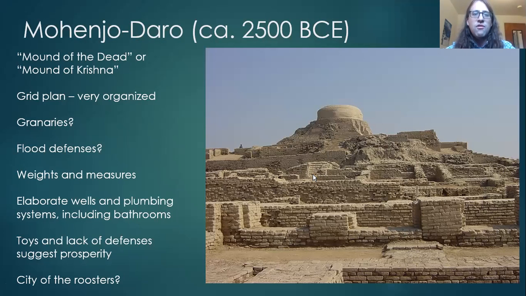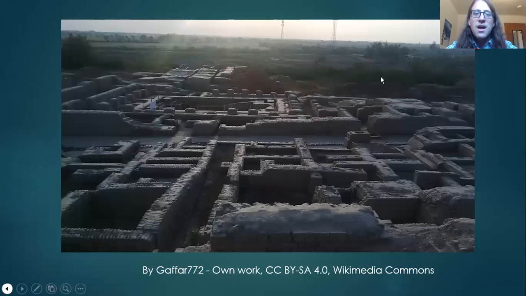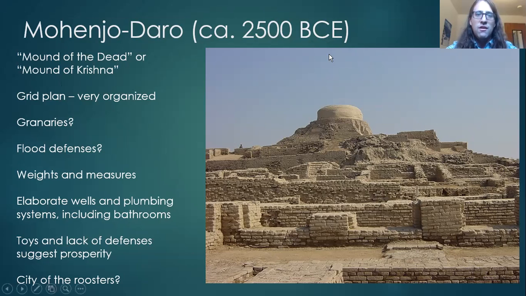So if we take a look at Mohenjo-Daro, which was established around the 2500s, or most successful around the 2500s, we can tell some things about that civilization. The name is what people in later generations called it, which could mean either Mound of the Dead or Mound of Krishna. So it was buried underneath this mound, and archaeologists started investigating there because they figured you'd probably find a city under a shape like that.